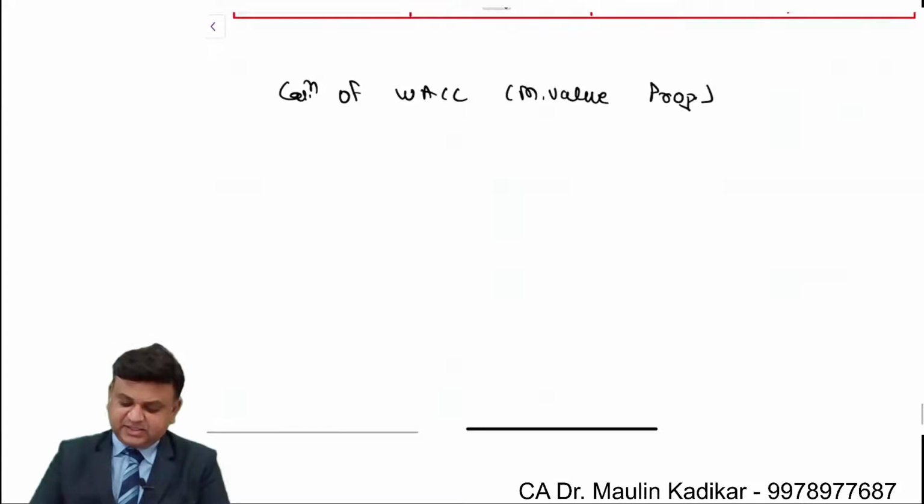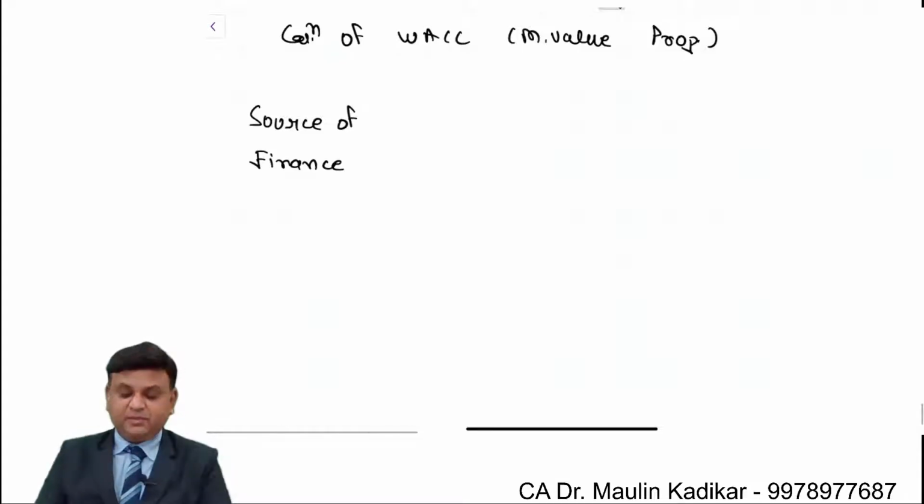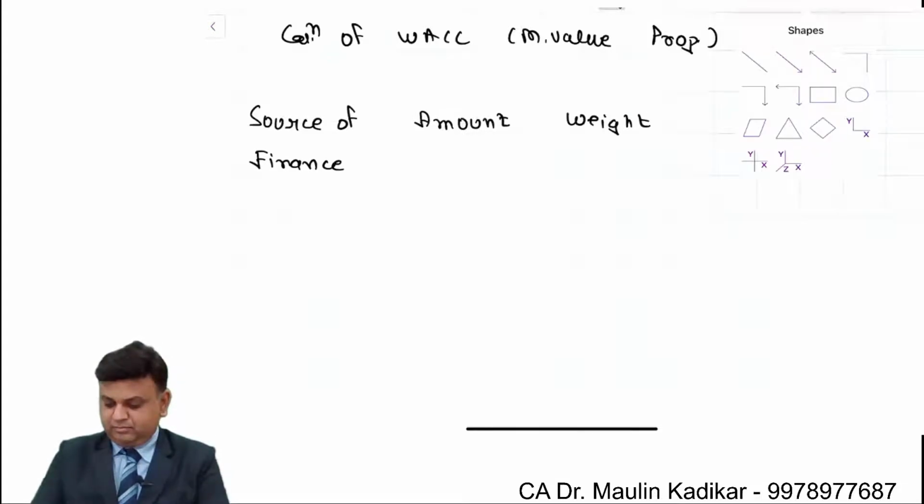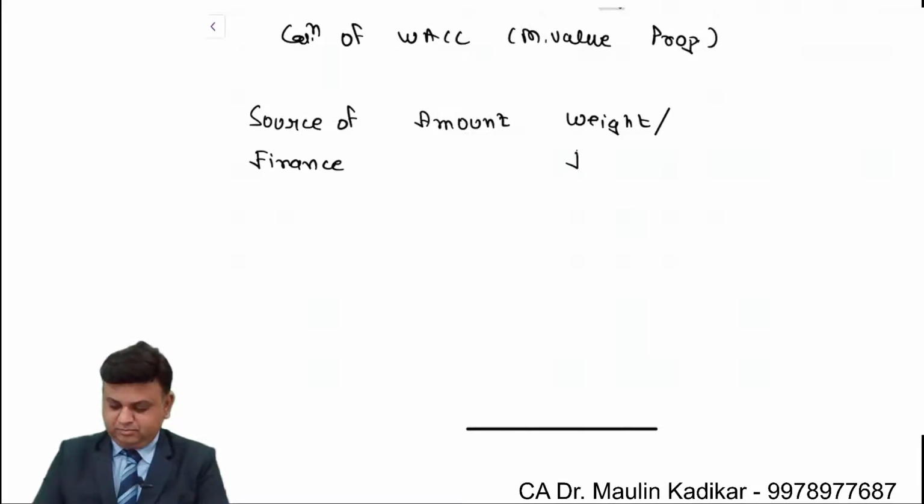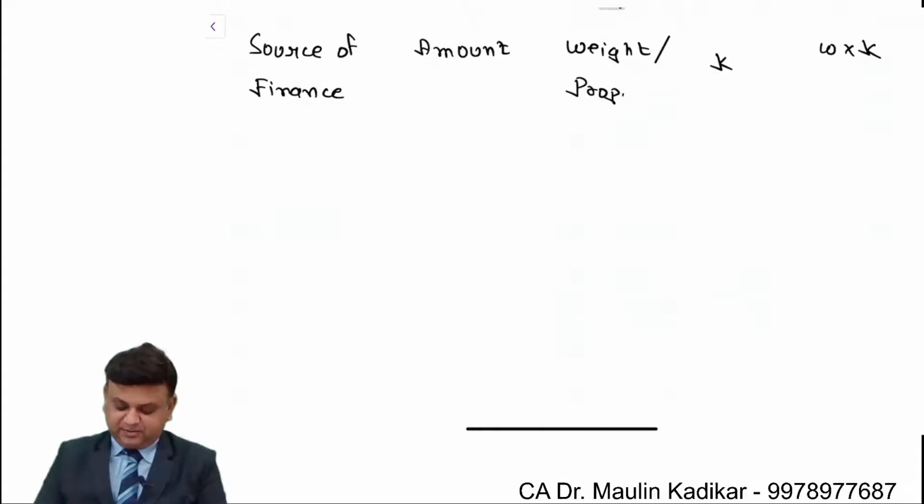In that way, we will work out the answer like this. Column number 1 is the source of finance. Column number 2 is amount. Column number 3 is weight or proportion. Next is cost of capital, weight into cost of capital. With that, we will compute the weighted average cost of capital.